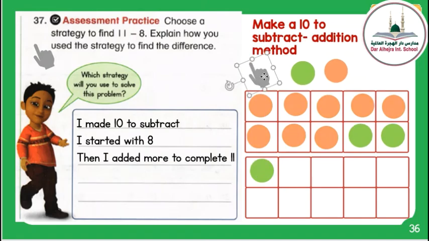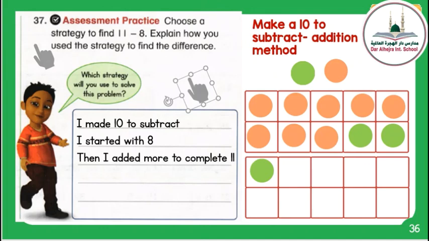Here I have used another method to solve the same 11 minus 8 equation. Here again we have used the method make a 10 to subtract. This time I have used the addition method. And when we are using addition method, we start with the smaller number. So I have grabbed here 8 counters. Then I added more until I reached the total of 11. Then I counted the green counters. Here I wrote which strategy we are using. We are using the strategy of make a 10 to subtract. Then I start with 8, the smaller number, and added more to complete 11.